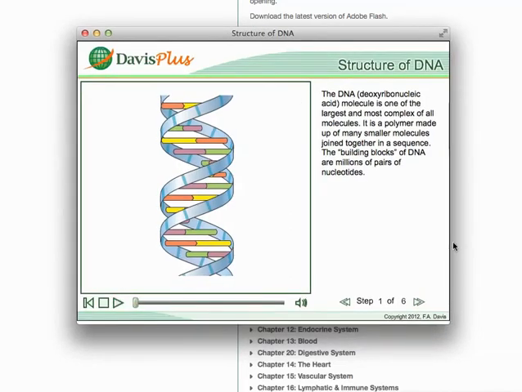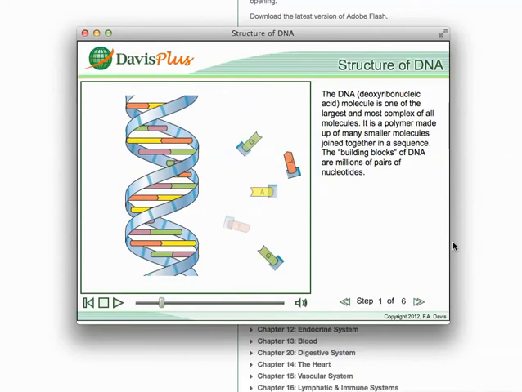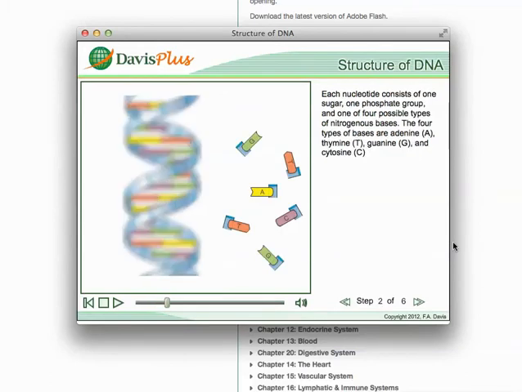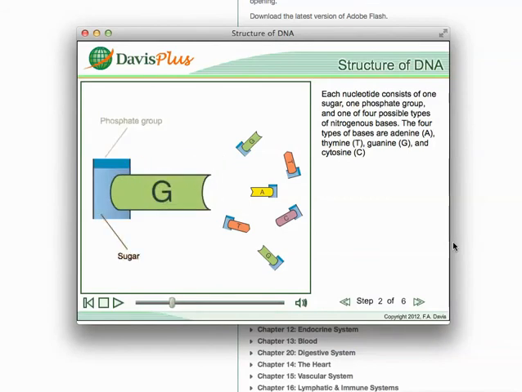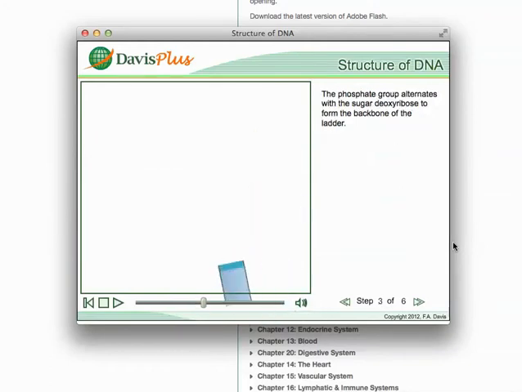The DNA, deoxyribonucleic acid molecule, is one of the largest and most complex of all molecules. It is a polymer made up of many smaller molecules joined together in a sequence. The building blocks of DNA are millions of pairs of nucleotides. Each nucleotide consists of 1 sugar, 1 phosphate group, and one of 4 possible types of nitrogenous bases. The 4 types of bases are adenine, A, thymine, T, guanine, G, and cytosine, C. The phosphate group alternates with the sugar deoxyribose to form the backbone of the ladder.